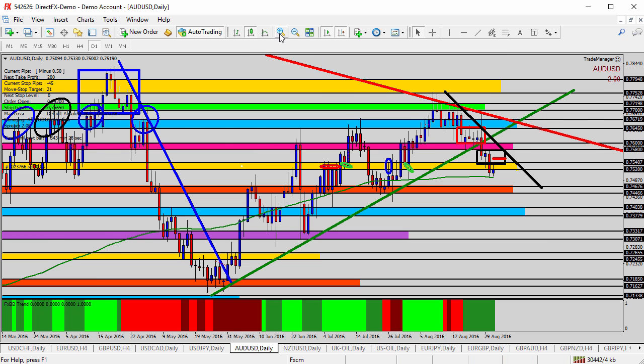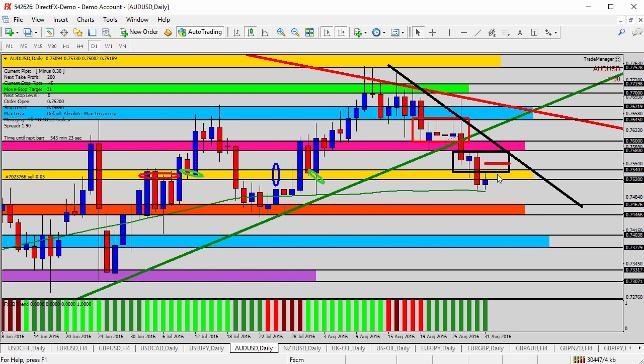Let's zoom it in one time here on the daily time frame and take a look at this area right around the yellow shaded area.